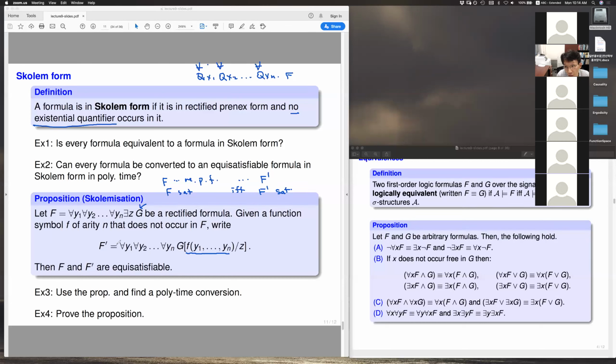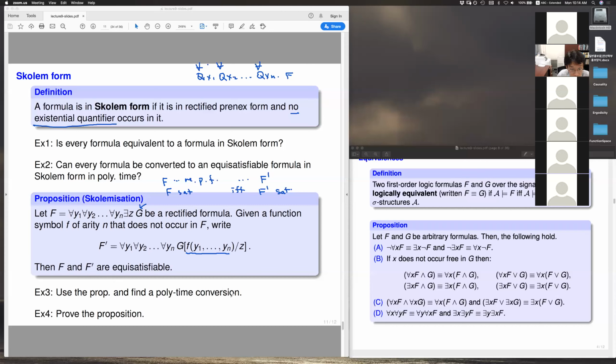So far we are just describing an algorithm. We pick a fresh function symbol f of arity n, and we replace z by f applied to y1 up to yn inside the formula g. So we obtain f prime. And the punchline of this proposition is that formula f and f prime are equi-satisfiable. So formula f is satisfiable if and only if f prime is satisfiable. Now, these two exercises ask you, first, to use this proposition to come up with an algorithm that takes a formula in prenex form and produces a formula in Skolem form. And second, to prove this proposition.